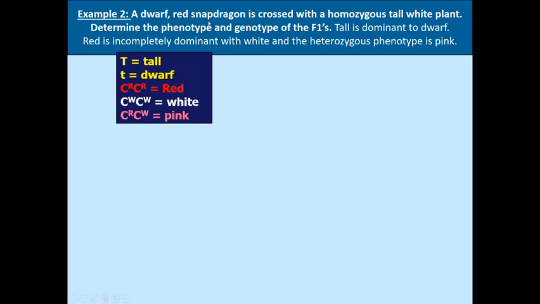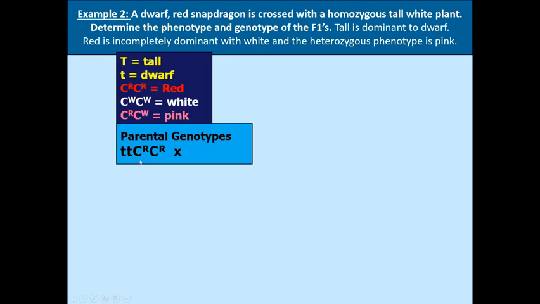A dwarf red snapdragon. So dwarf is recessive and red is CR. Crossed with homozygous tall white plant. Homozygous tall means two capital T's. White is CW. Next step, find the gametes.